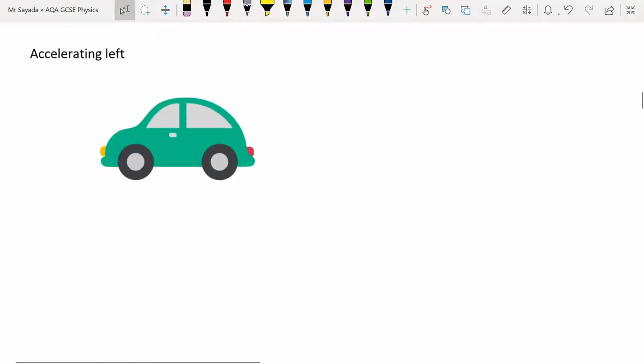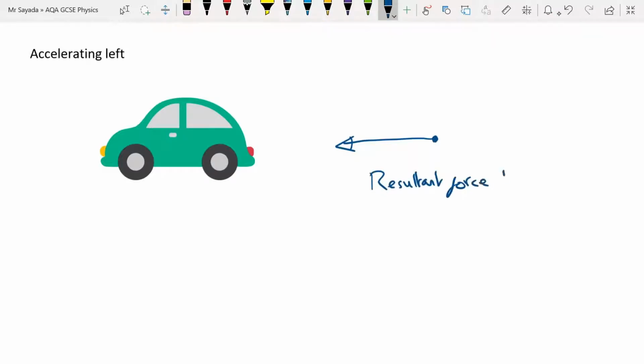Have a go at this one now. Pause the video while you do that. So you should have now done this. For an object accelerating to the left, there will always be a bigger force to the left and a smaller force to the right. There could also be no force to the right. So actually, I'm going to leave it as if there's no force to the right at all here. So in this situation, this object would be accelerating to the left because there is a resultant force to the left.